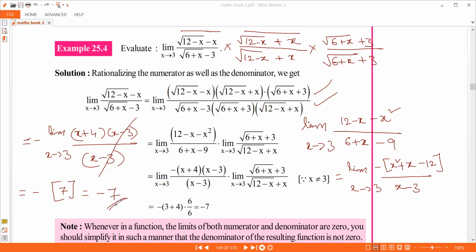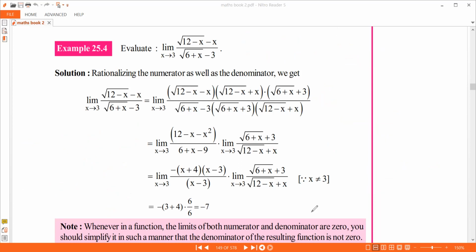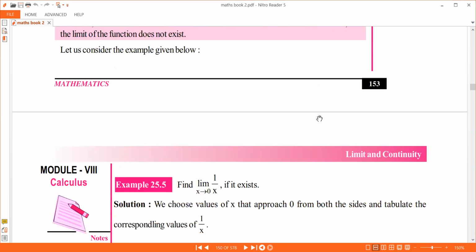Clear? Okay. So this is how we will solve the problems. So let's move on. This problem is a little bit difficult. So you will get used to that.